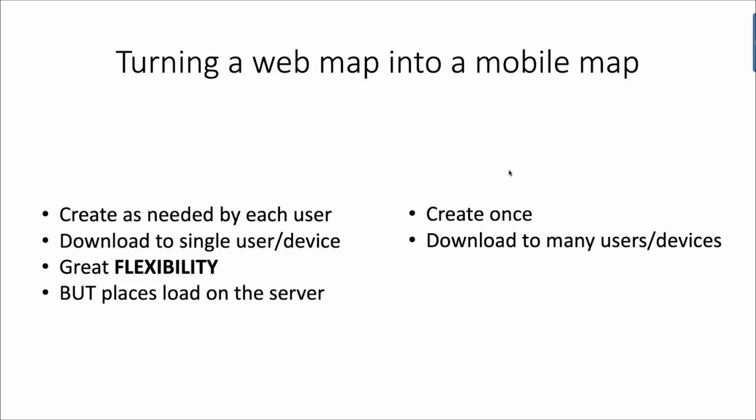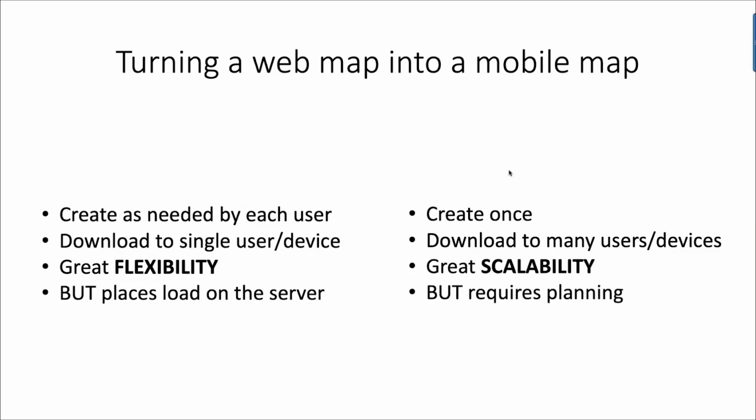Another strategy is to think ahead and know, oh, my users are going to be in these predefined areas. Let's create a package, a mobile map for each of these areas, and just have it available to download to many users. That way it's created once and can be downloaded multiple times. Superb for scalability, but it does require a little bit of planning.